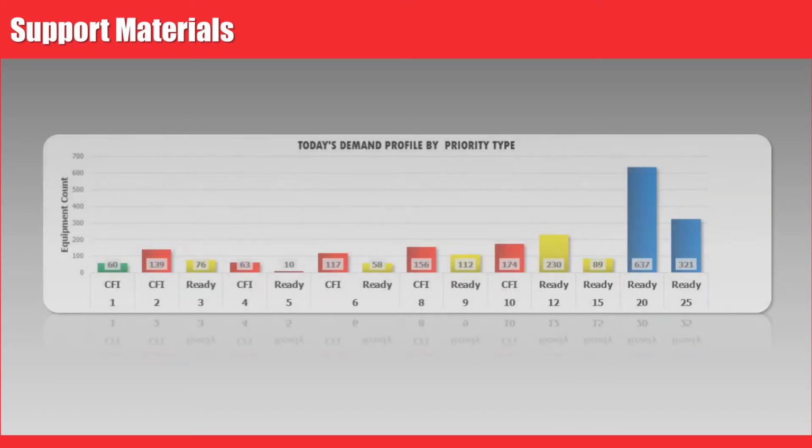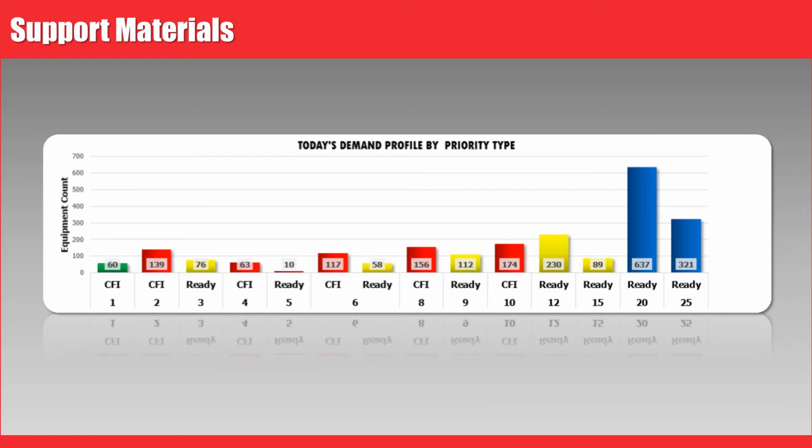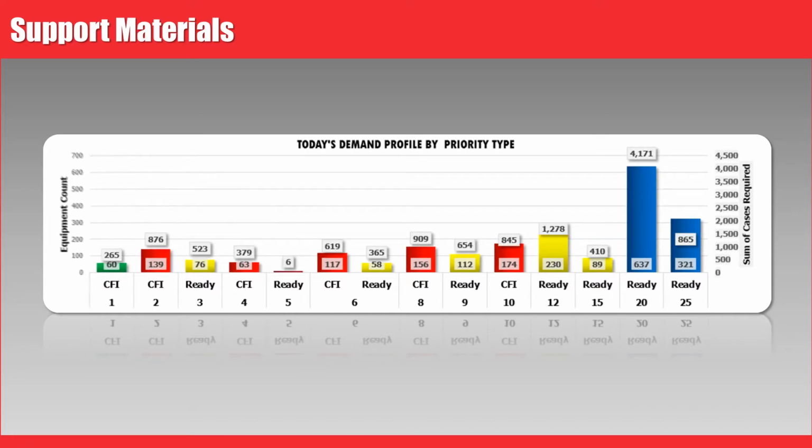The first chart is today's demand profile by priority number. This shows 2 key things. First, the number of customers sitting in each priority. Second, it's overlaid with the number of cases required to replenish those machines.